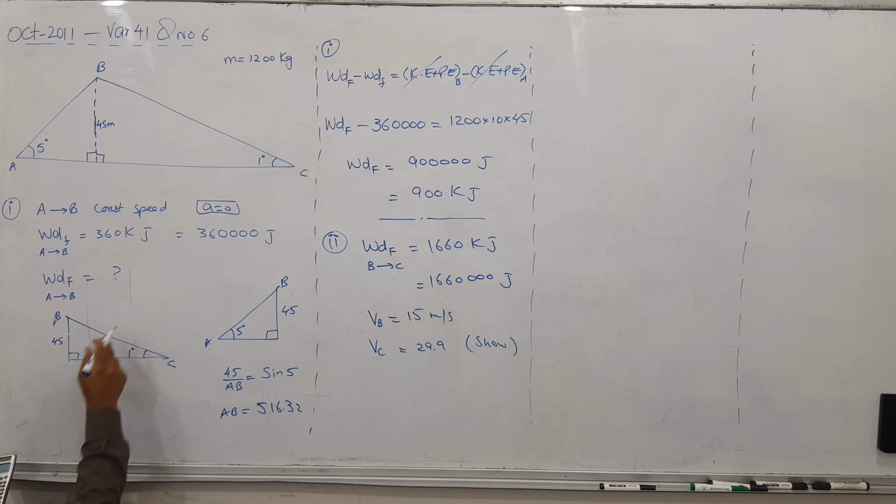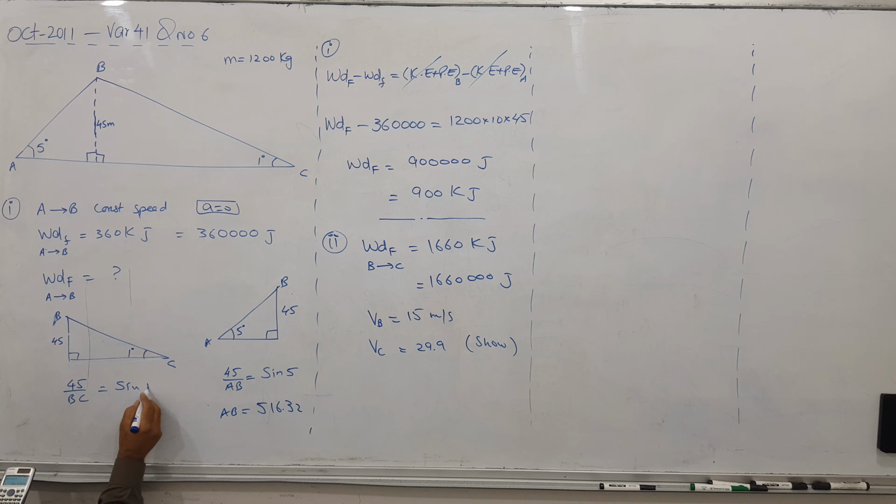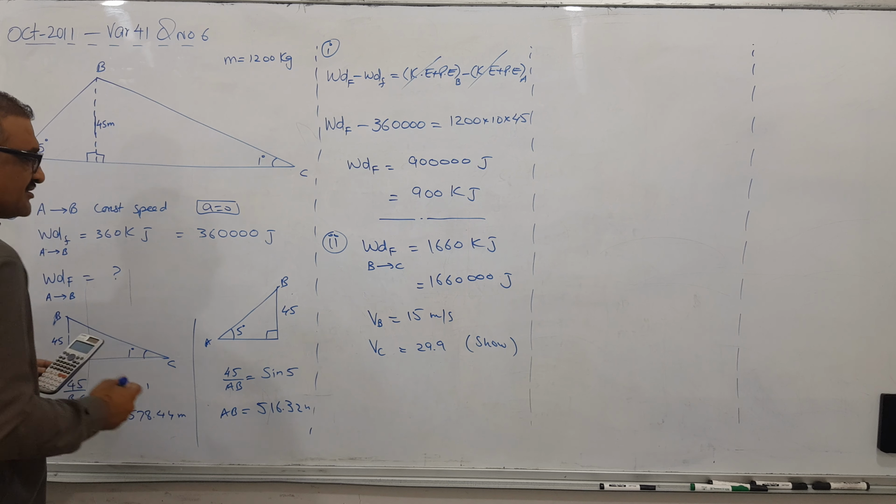So opposite by hypotenuse BC gives you sine theta, and BC is this, goes there, and 45 divided by sine 1. This gives you 2578.44 meters. Now we can see that this will help us.